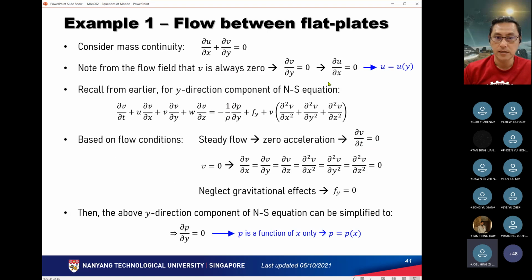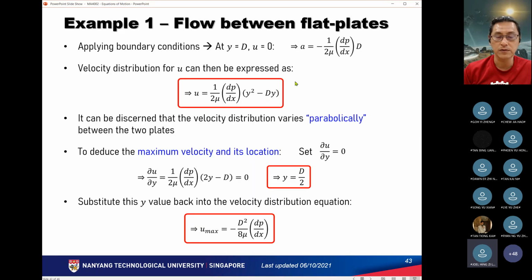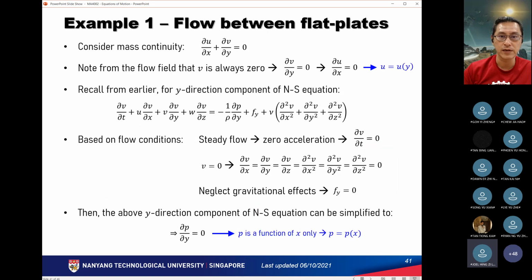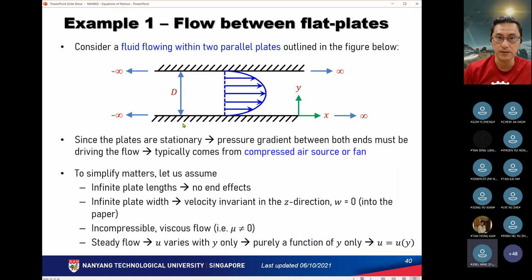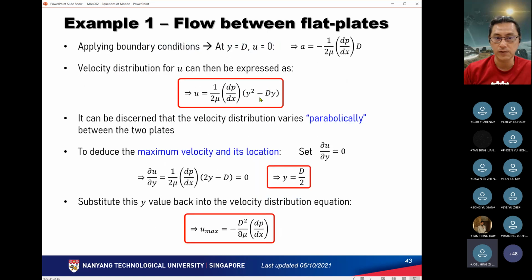So substitute this into this, and since we know b equals 0, we can get the full expression for the velocity u. So u equals 1 over 2 mu, dp by dx, times y squared minus dy. Now we know, from the equation, because there's a y squared term, that the velocity profile must have a parabolic shape. That's why the velocity profile is not a flat velocity profile. It's not like some straight shape, but because there's a y squared term, it varies. So u is a function of y squared, so there's a parabolic velocity profile.